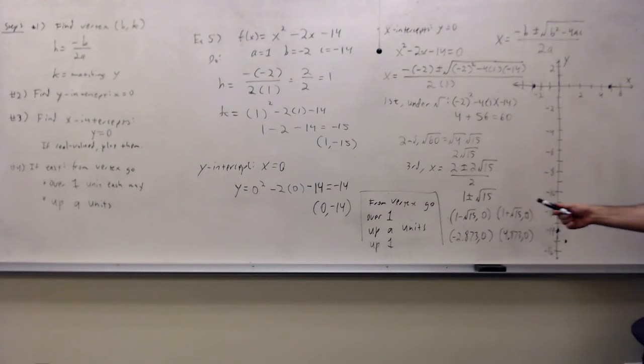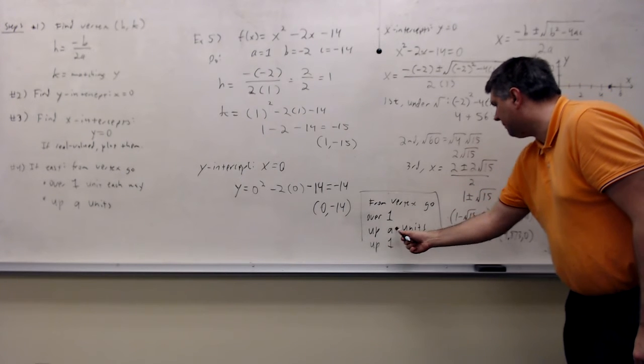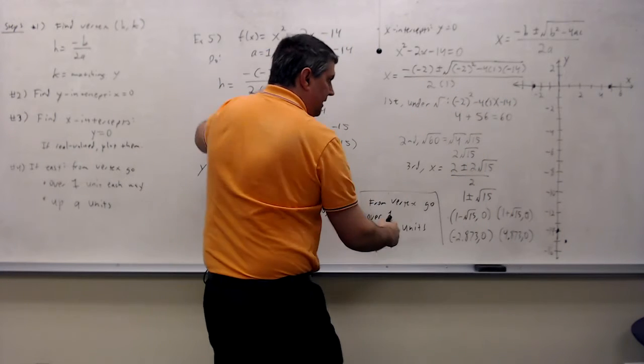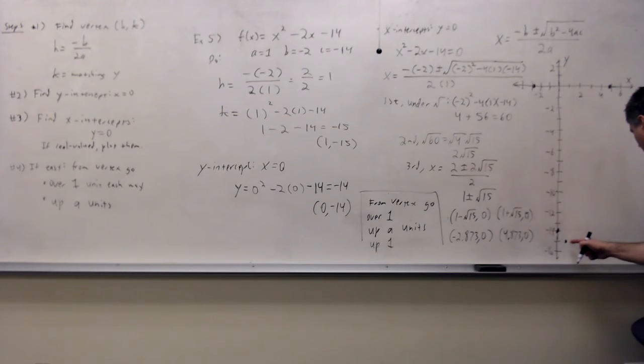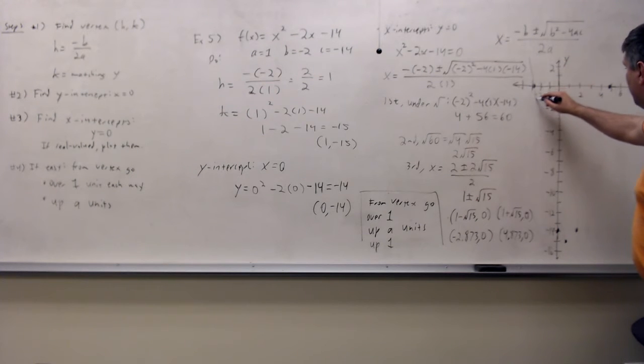All right, and from the vertex, I'm going to go over 1 unit and up a units. A is 1. So that means I'm going to go over 1, up 1, and over 1, up 1. So over 1, up 1, over 1, up 1. All right, which also gave me the counterpart to the mirror image of the y-intercept. So this is enough. I'm going to go ahead and put it through.